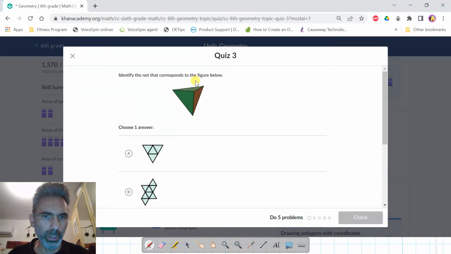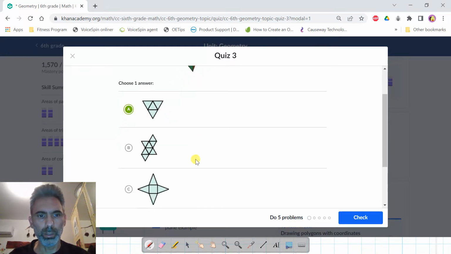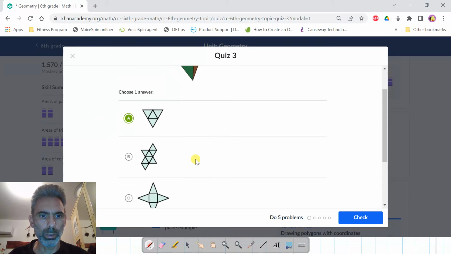Let's start. Identify the net that corresponds to the figure below. We see a triangular prism. It has a triangle base, plus 3 sides. So A is the right answer.